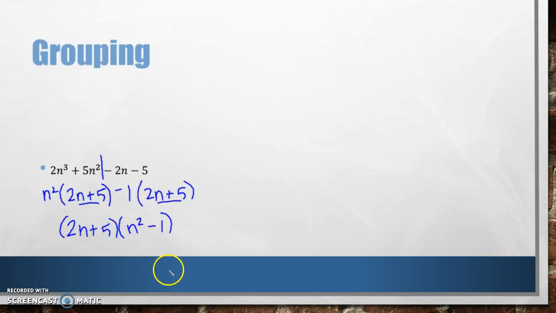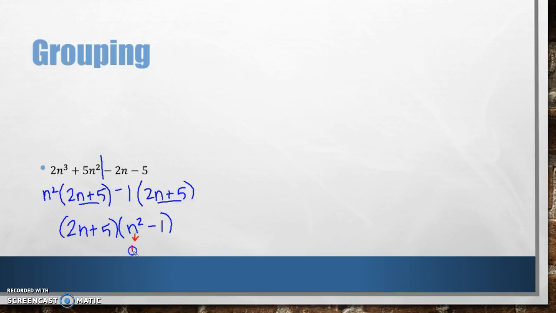Now, always pay attention and look to see if you can do anything else to those terms. Now, 2n plus 5, that one's done. I've gotten down to my variable to the first power, and they have nothing in common, so I don't have a GCF to take out. But n squared minus 1 is what we looked at towards the end of factoring, and I have 2 terms, subtraction, and 2 perfect squares. So this is difference of squares.